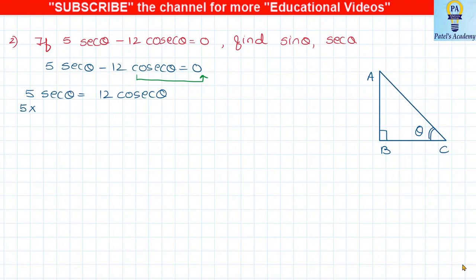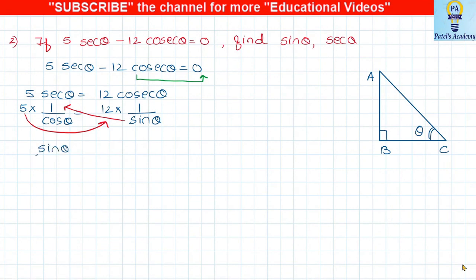Now I'll convert sec into cos. So sec theta is nothing but 1 upon cos theta, equals 12 into cosec theta, which is nothing but 1 upon sin theta. Now I'm shifting sin theta to the left hand side and I'm shifting 5 to the right hand side. So what I'll get is sin theta upon cos theta equals 12 upon 5, and sin upon cos is nothing but tan theta, which is 12 upon 5. So these 3-4 steps we need to understand very properly.